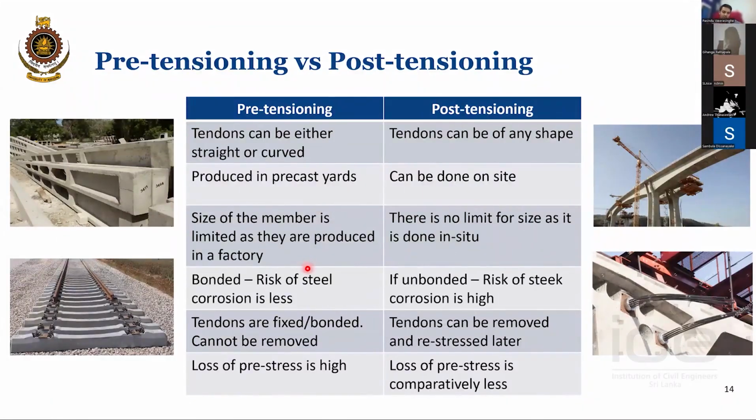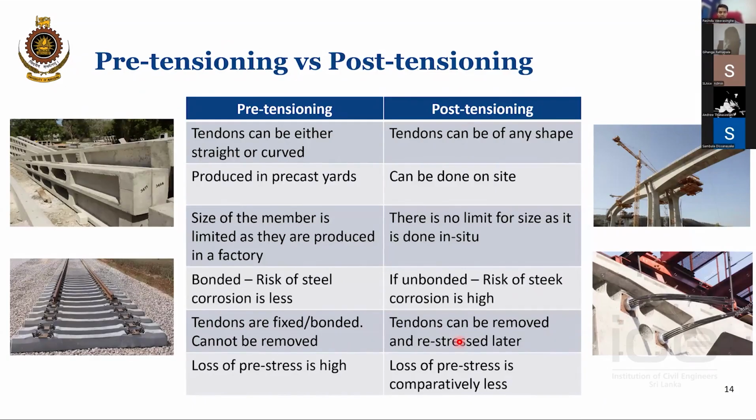Pre-tensioning is anyway bonded, because to transfer the pre-stress it should be bonded. But post-tensioning can be unbonded. If it is unbonded, there is some risk of, sorry, this should be steel, risk of steel corrosion is high. So in such cases, if you do post-tensioning where there is high risk of corrosion, we have to fill it with grout. I will explain how we can do that. Pre-tensioning tendons are bonded, so you can't remove them, whereas post-tension unbonded ones, you can remove later and re-stress.